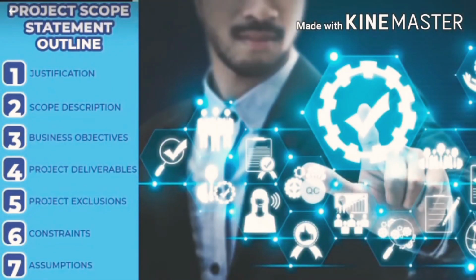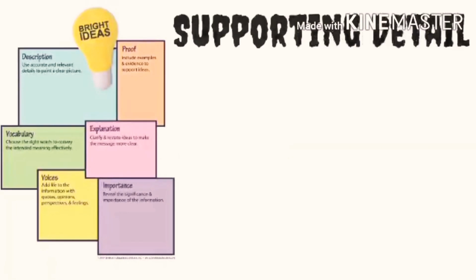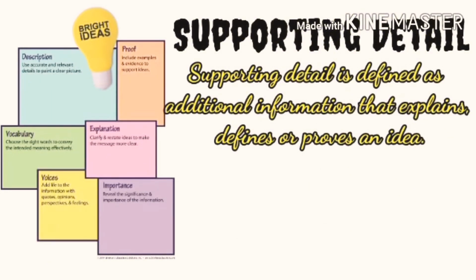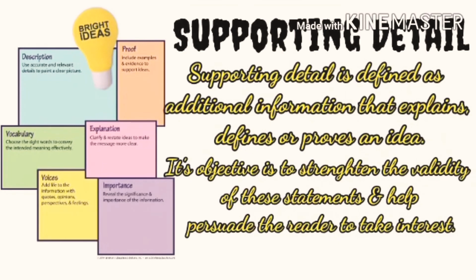Project scope statement outlines: justification, scope description, business objectives, project deliverables, project exclusions, constraints, and assumptions. Supporting detail. Supporting detail is defined as additional information that explains, defines, or proves an idea. Its objective is to strengthen the validity of these statements and help persuade the reader to take interest.